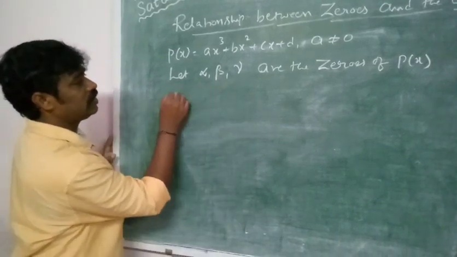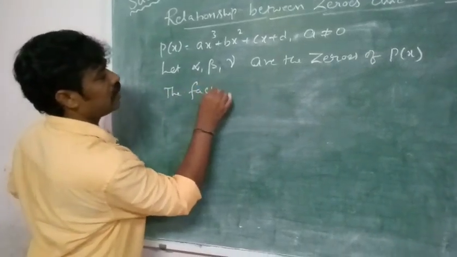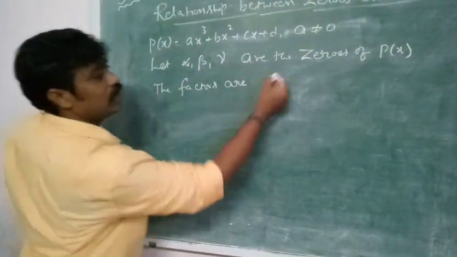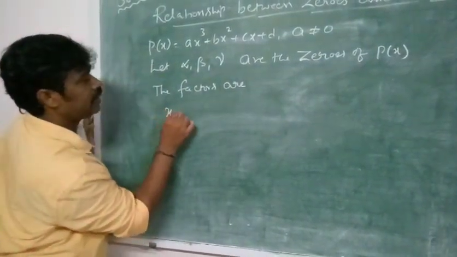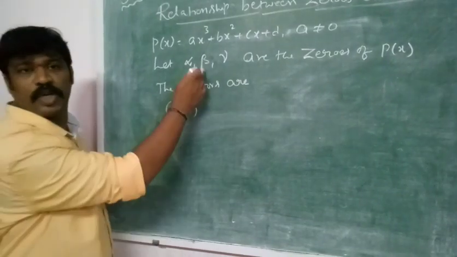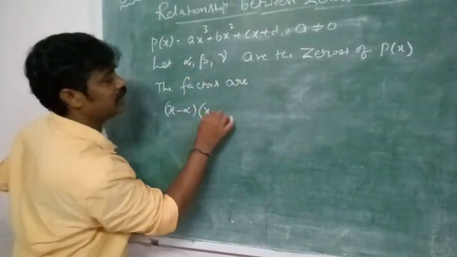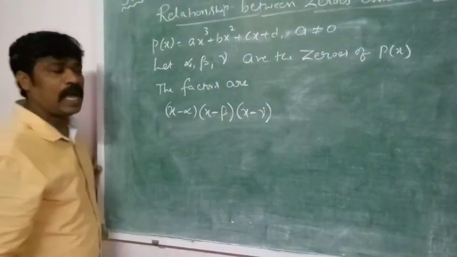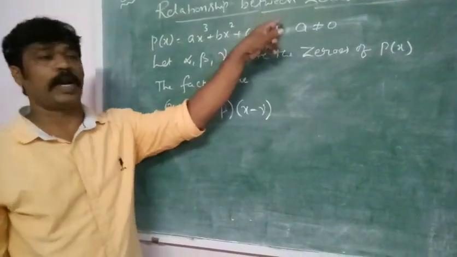So what are the factors for this? Therefore, the factors are, what will we get as the factors? If it is alpha, its factor is x minus alpha. Similarly, if the zero is beta, then its factor is x minus beta. Similarly for this one, x minus gamma. And if you multiply these factors, then you will get the quadratic polynomial.